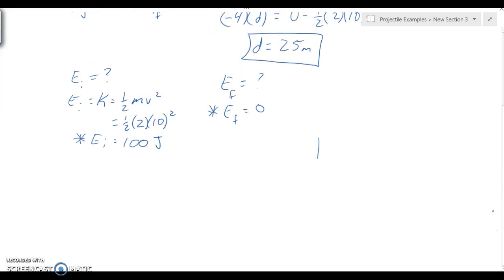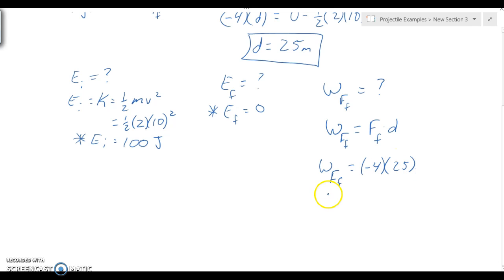Alright, so now let's take a look at how much work friction does. The work done by the friction force is going to equal the friction force times the distance it's traveling. So work done by friction, friction force is negative 4 newtons, and the distance it travels, 25 meters. So the work done by the friction force is negative 100 joules.